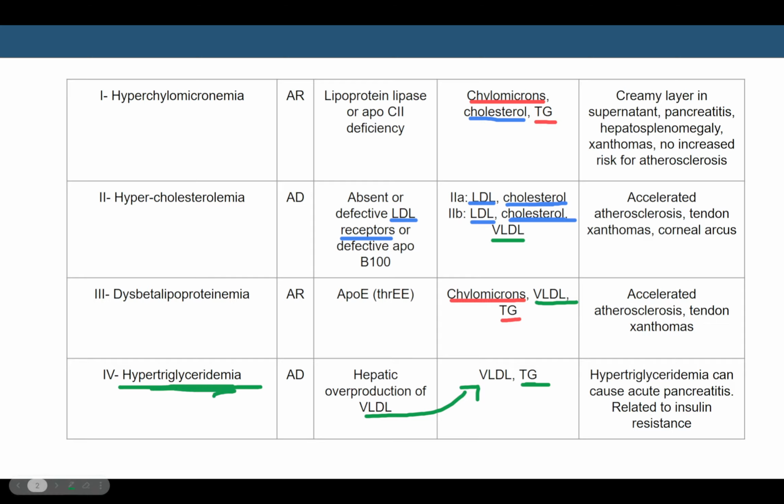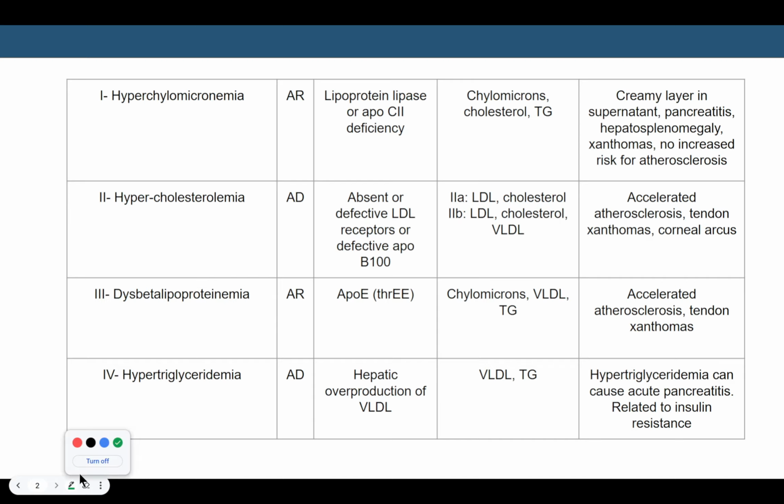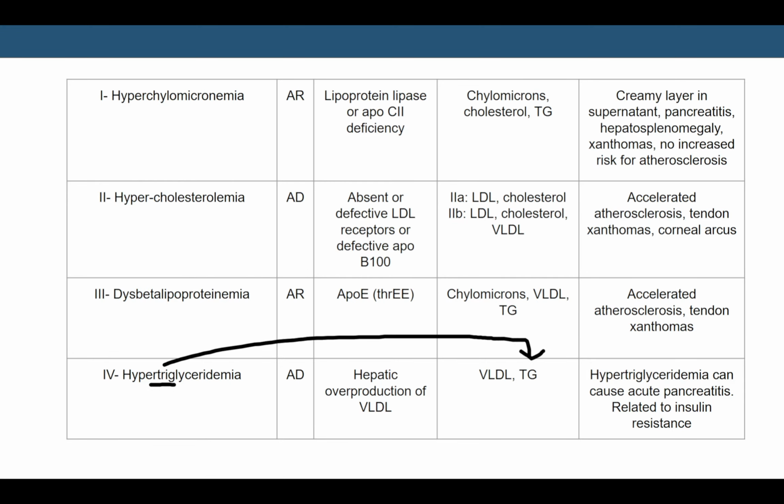So type 4 is the easiest one to remember. Type 4 hypertriglyceridemia, you have triglycerides increased, and it causes hepatic overproduction of VLDL, and VLDL is going to be increased because VLDL is going to carry triglycerides. So both of these are going to be increased. This is for type 4. Now, it's very easy to remember all of these.